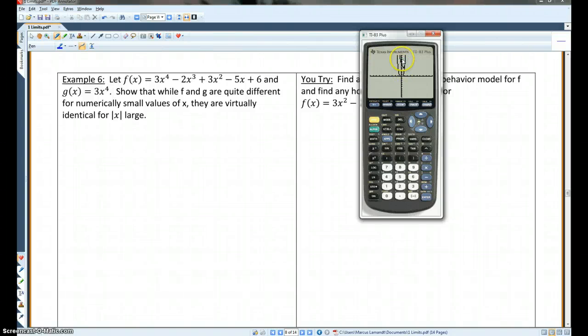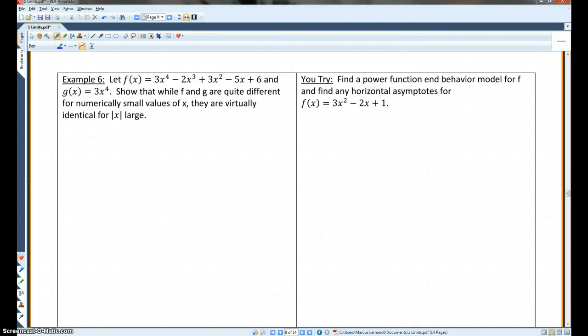Alright, so as I was saying, these two graphs, even though they look kind of different in the middle, as you move farther and farther out, they look almost identical. If you were to zoom out even farther, you would see that the graphs look almost exactly the same. So this is how we write that.